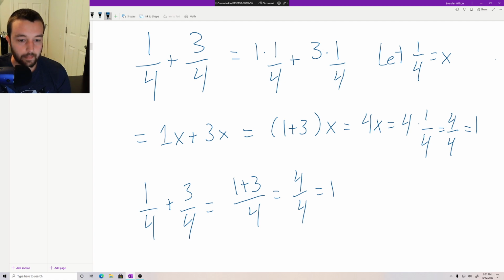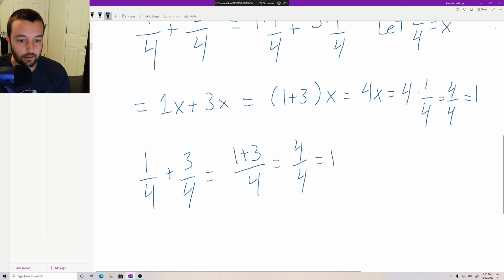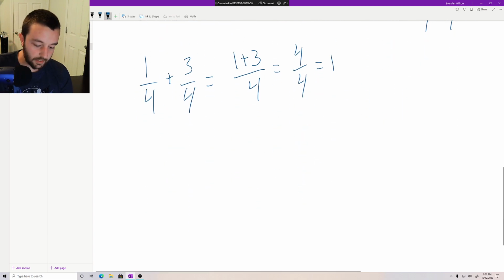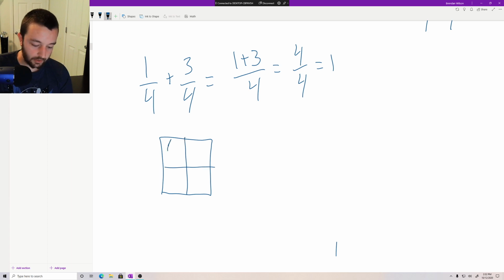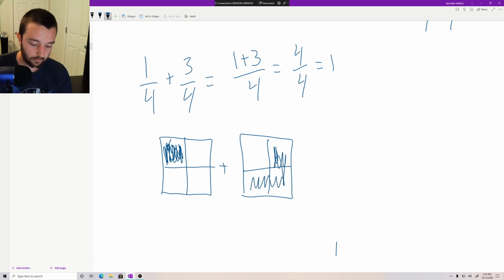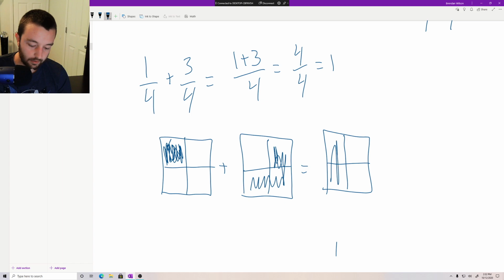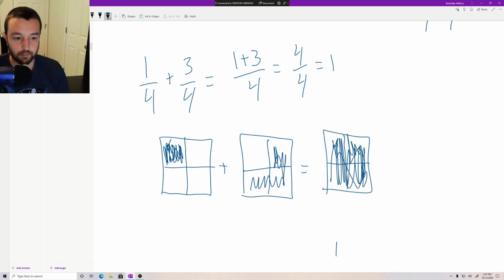Now, we can even verify this visually. Okay. If we have 1/4 of the square and we have 3/4 of this square, you can see that if we combine these two, if we add them together, we're going to have 4/4, or the entire square. Okay. So this is the way we can see it visually.